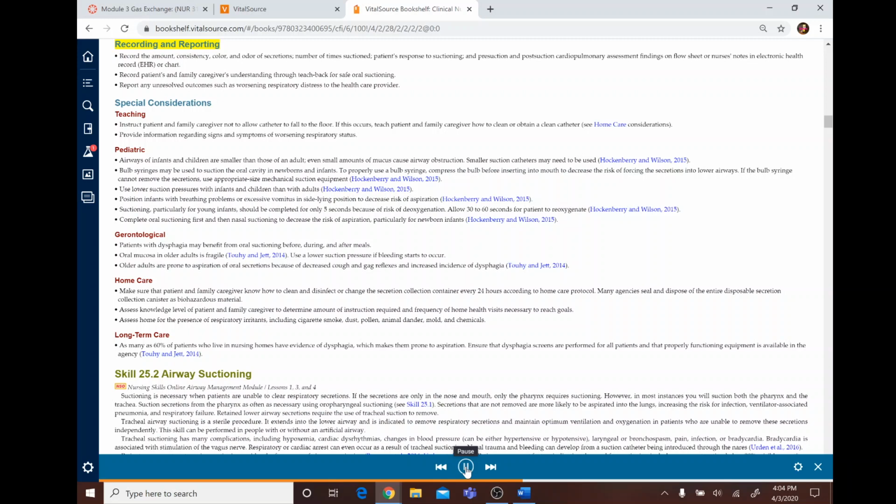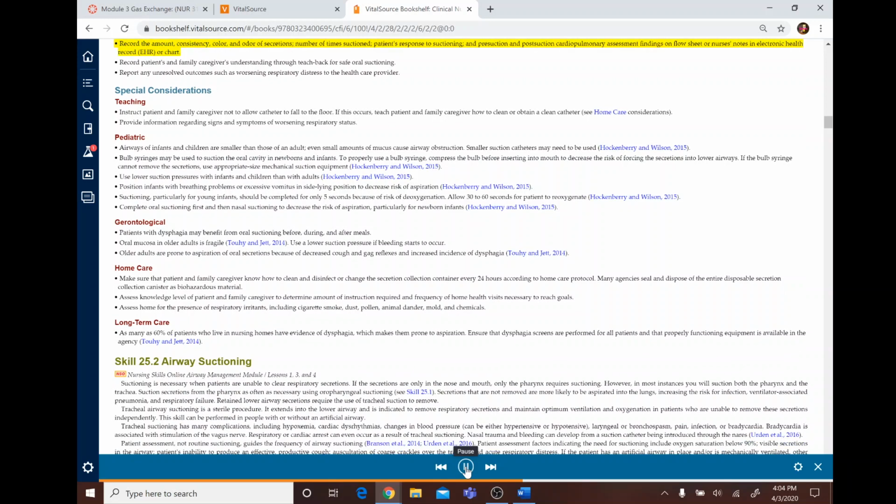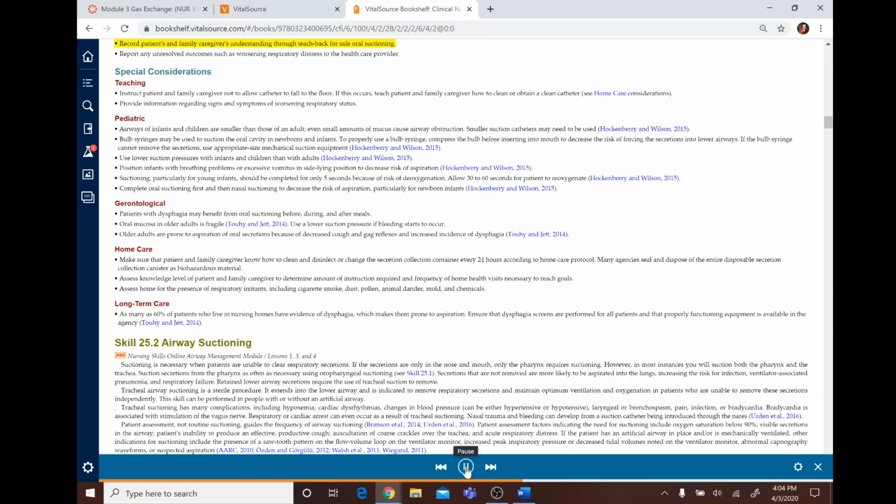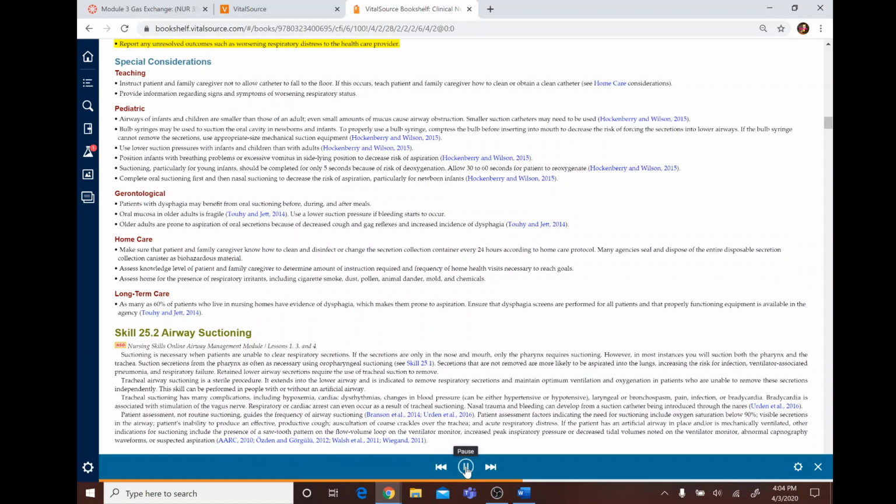Recording and reporting. Record the amount, consistency, color, and odor of secretions, number of times suctioned, patient's response to suctioning, and pre-suction and post-suction cardiopulmonary assessment findings on flow sheet or nurse's notes in electronic health record, EHR, or chart. Record patient and family caregiver understanding through teach-back for safe oral suctioning. Report any unresolved outcomes such as worsening respiratory distress to the healthcare provider.